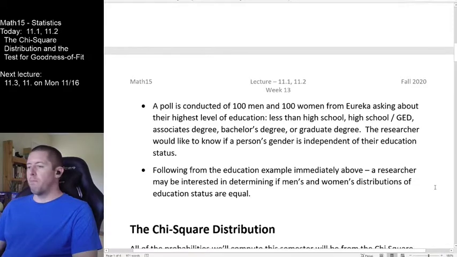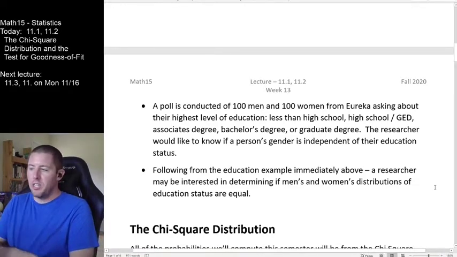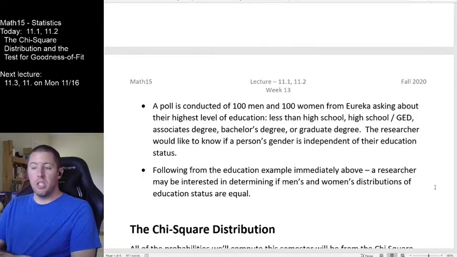And a couple more examples here. A poll is conducted of 100 men and 100 women from Eureka asking about their highest level of education. The researcher would like to know if a person's gender is independent of their education status. So this is an independence test.